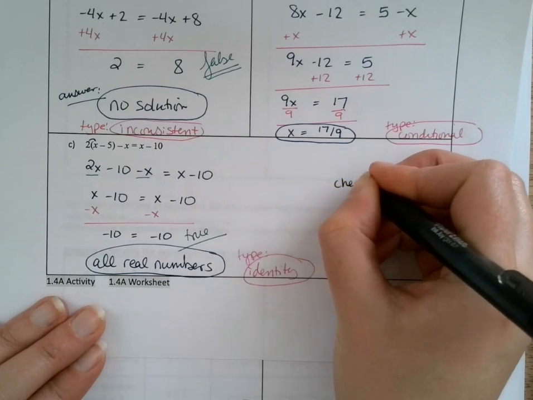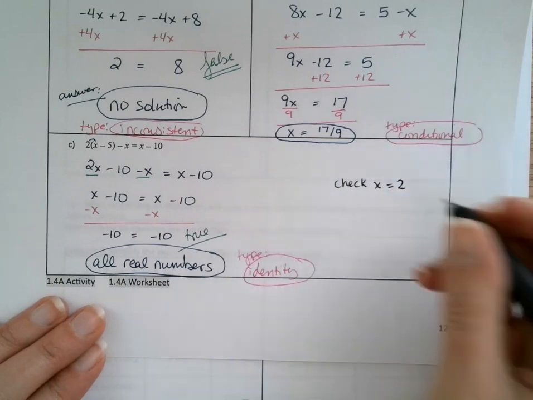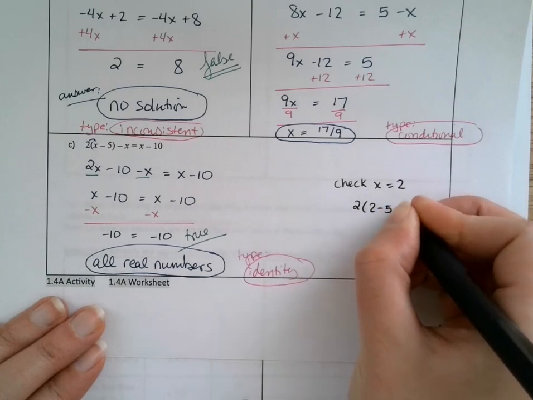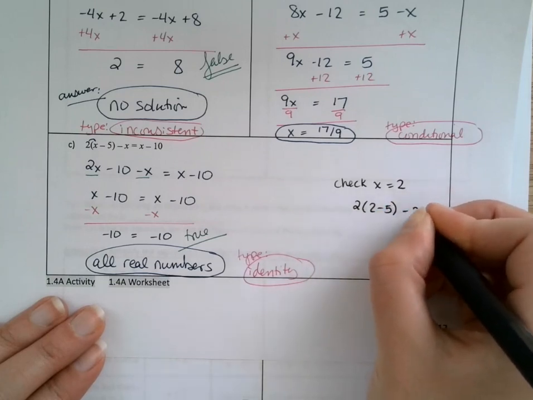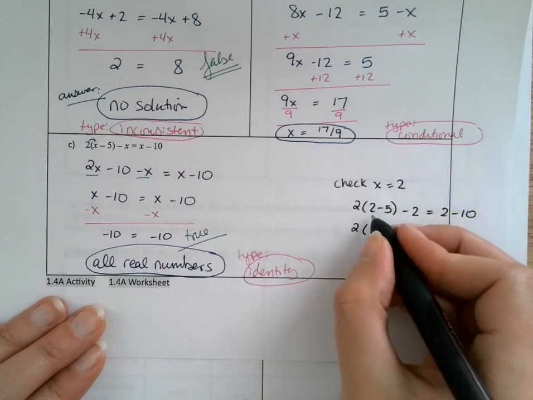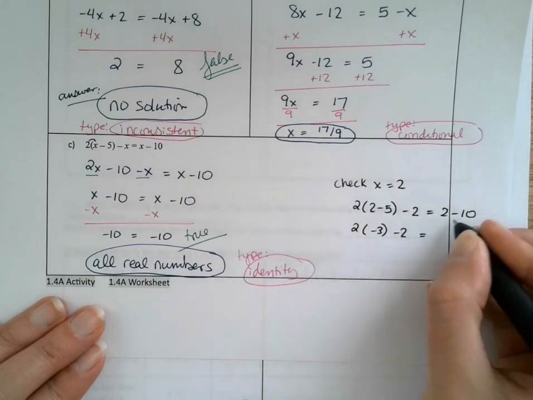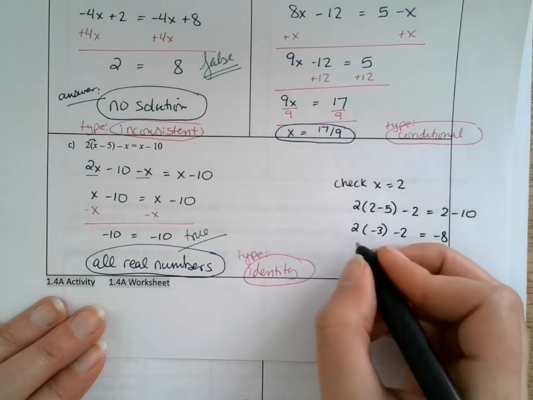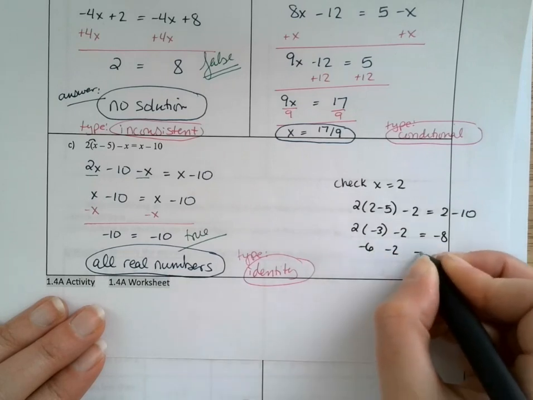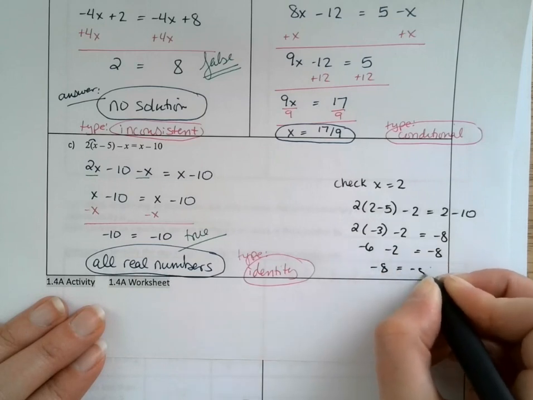So let's check it. I can pick anything I want. So x equals, how about 2? All right, let's check it. So if I plug in 2 times 2 minus 5, plugging in that 2 right there for x, minus x is 2 again, equals 2 minus 10. Okay, so that's 2 times 2 minus 5 is negative 3, minus 2 equals, and then I know that 2 minus 10 is negative 8. Let's keep going. 2 times negative 3 is negative 6, minus 2 equals negative 8, and at this point you can see it's true. Negative 8 equals negative 8.